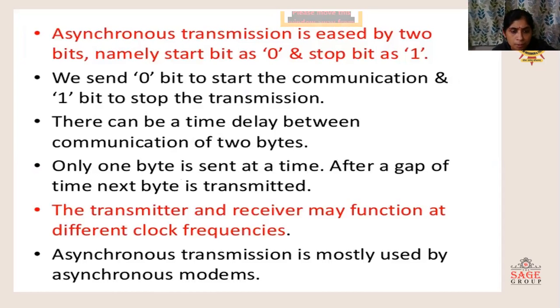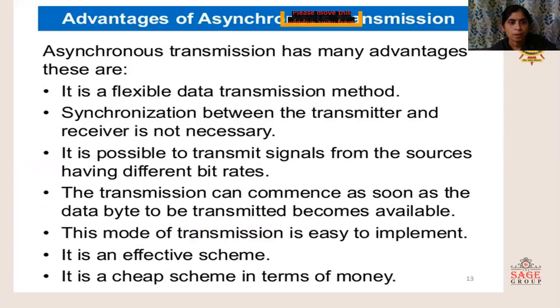And transmitter and receiver may function at different clock frequency, and this is the main application of this asynchronous transmission. It is generally used for asynchronous modems. These are the few advantages of this asynchronous transmission: flexible data transmission method, synchronization between transmitter and receiver is not necessary. It is possible to transmit signals from the sources having different bit rates, and transmission can stop when no data byte to be transmitted becomes available. This mode of transmission is easy to implement, an effective scheme, and a cheaper scheme.